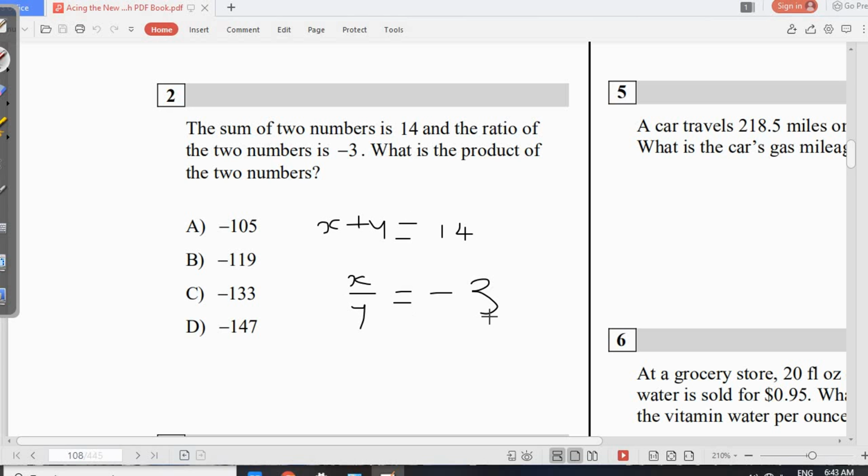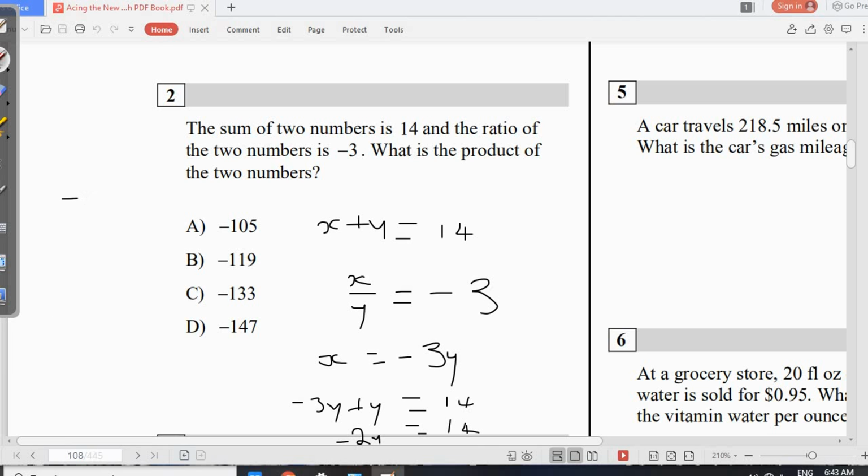So let's first solve this to get this. So we have x equal to minus 3y. Now replace it into this. You have minus 3y plus y equal to 14. So minus 3y plus y will give you minus 2y equal to 14. So y is definitely minus 7.